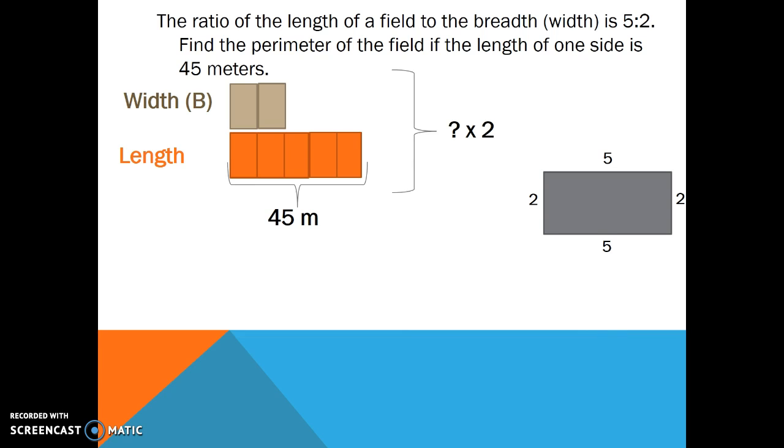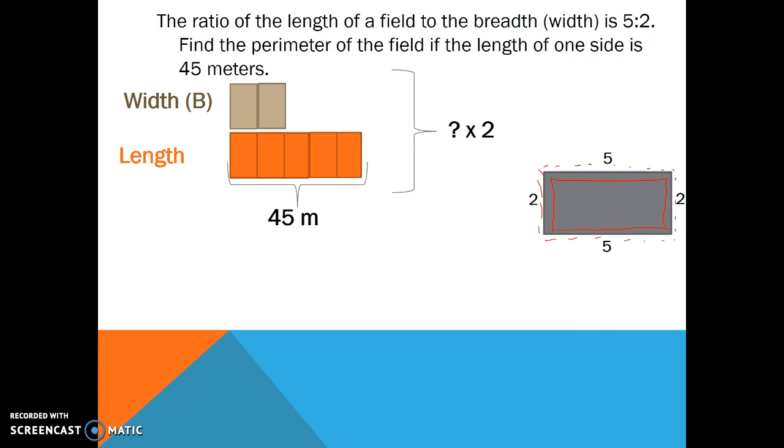All right, so now we have a perimeter problem. It says the ratio of the length of a field to the breadth is 5 to 2. Find the perimeter of the field if the length of one side is 45 meters. Okay, so whenever we have one of these perimeter problems, we have to go all the way around the field or the garden or whatever it is, right? So just like that. We have 5 units going this direction, 2 units up, then 5 units here, and then 2 units down. So all together, we're going to have 5, 10, 14 units that we're going to solve for.